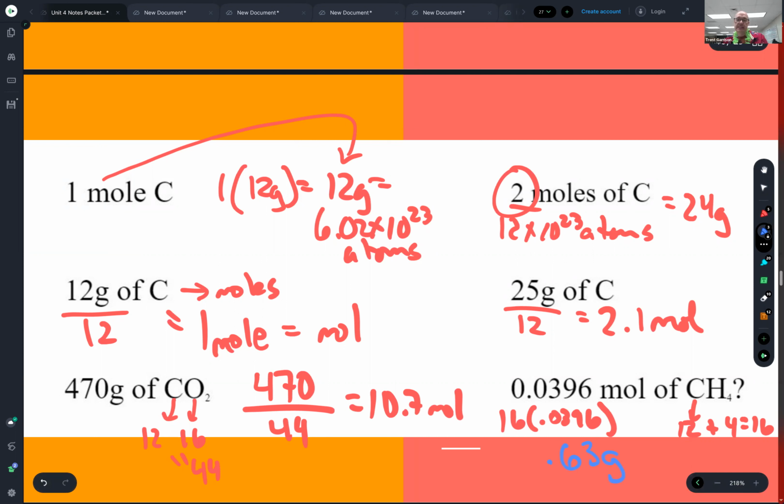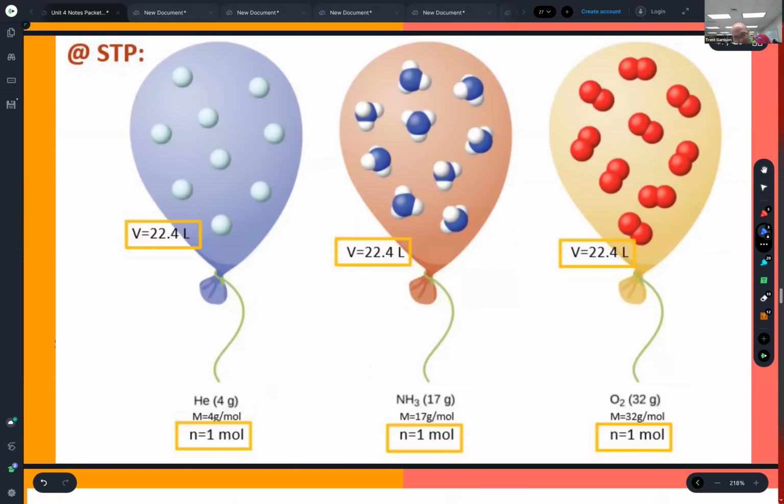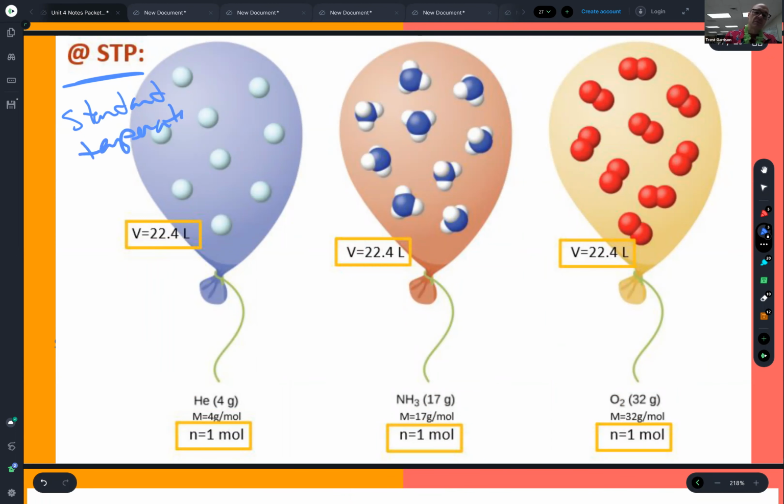Well, what if, though, we can't actually weigh the stuff because it's a gas. It's floating up in the air. Well, what are we going to do to make a conversion? Well, there's a unique scenario that exists. At STP, for a gas, STP is the standard temperature and pressure. Now, what that means is the standard temperature is 0 degrees Celsius. The standard pressure is 1 atmosphere.